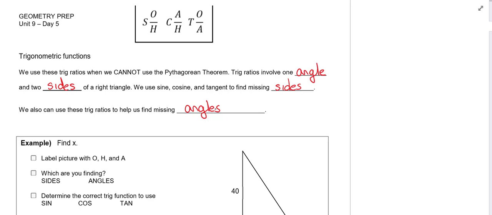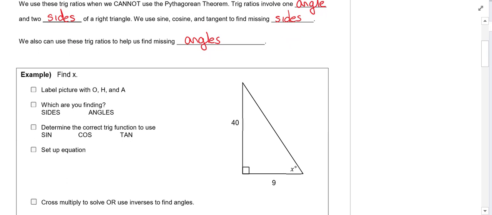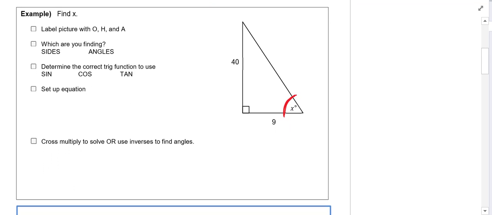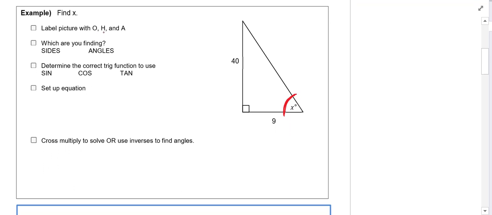So let's look at this first example here. It's asking us to find our angle x. So x is still our reference angle. And we're still going to go through the process and follow the same steps that we've been following. We're going to label our picture with O, H, and A. So in terms of my x, this 40 is my opposite side, 9 is my adjacent side. I know I'm finding an angle, and because we have O and A, I know that is going to be using my tangent function, TOA. So nothing so far has been different.